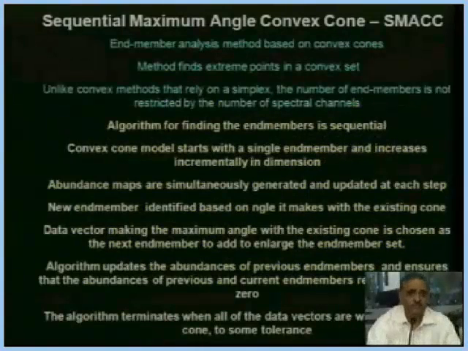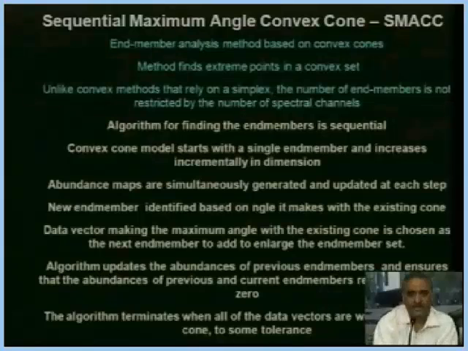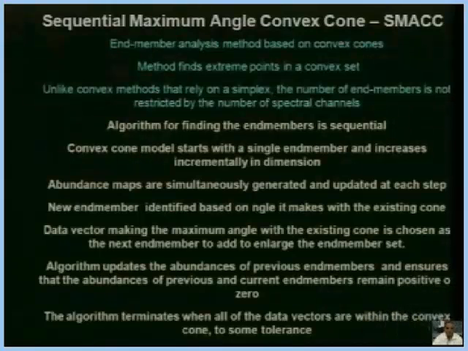Another approach is sequential maximum angle convex cone. This is based on the concept of convex cone. This method finds extreme points in a convex set. Unlike the convex methods that rely on a simplex, the number of end members is not restricted by the number of spectral channels. That is the fundamental difference between the SMACC algorithm and the other ones. It is a sequential algorithm for finding the end members. The convex cone model starts with a single end member and increases incrementally in dimension.